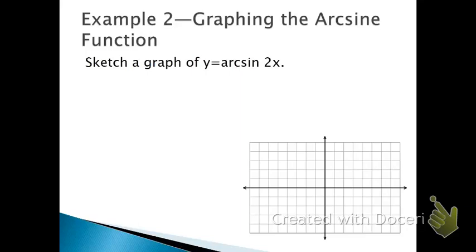All right, so let's sketch a graph of y equals arc sine of 2x. So we already know our parent table for the inverse sine, right? Whether it's arc sine or if we write it as inverse sine, it's going to have a parent table of -1 to 1 and negative pi over 2 to pi over 2.